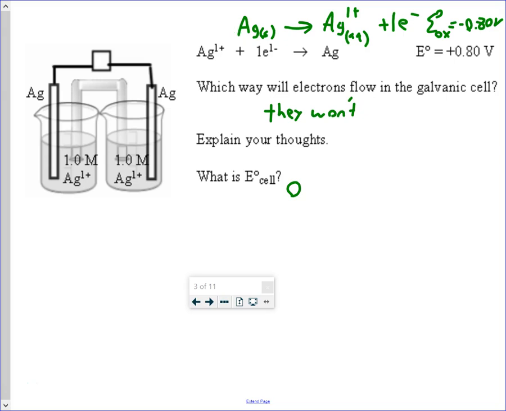Okay, and explain our thoughts. Well, the thought here is that if there's not a difference, or the potential of the reduction and the oxidation are equal and opposite, we're at equilibrium.